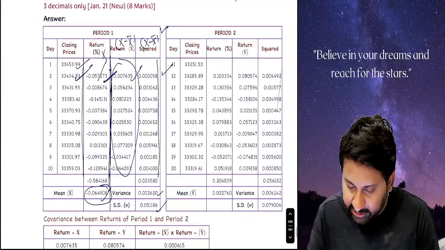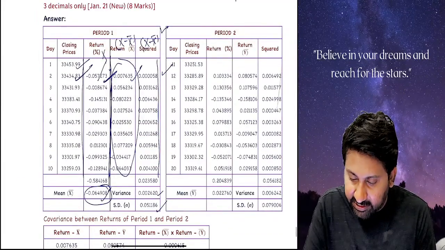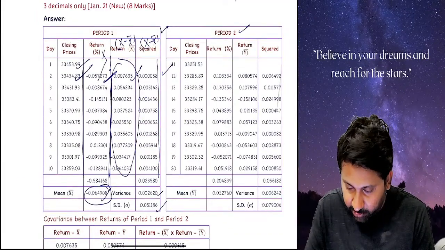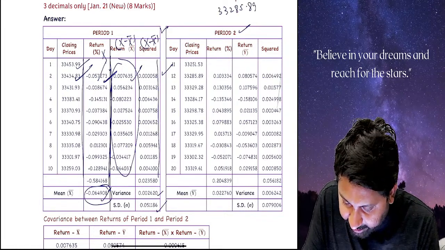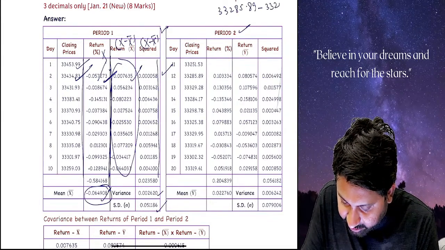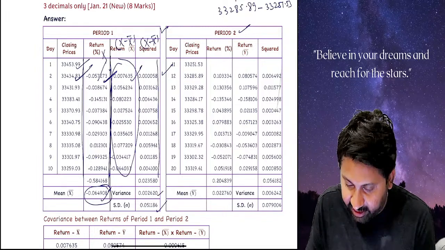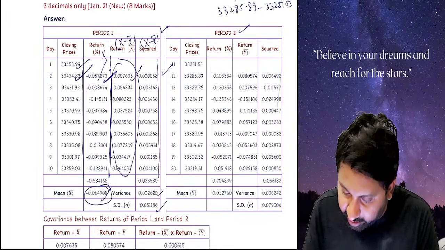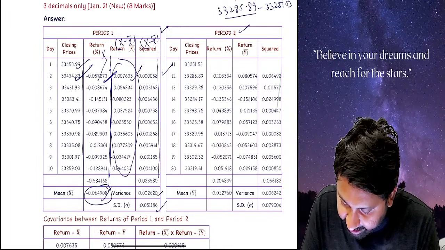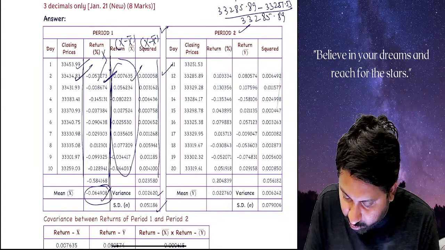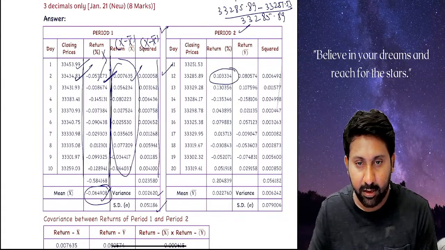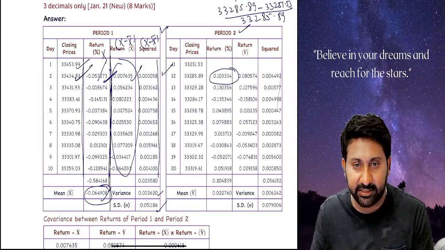Next, closing prices of period 2. Like this, you take 33,285.89 minus 33,251.53. You will get one value. Divided by 33,285.89, you will get this return. Calculate like this for all the days.